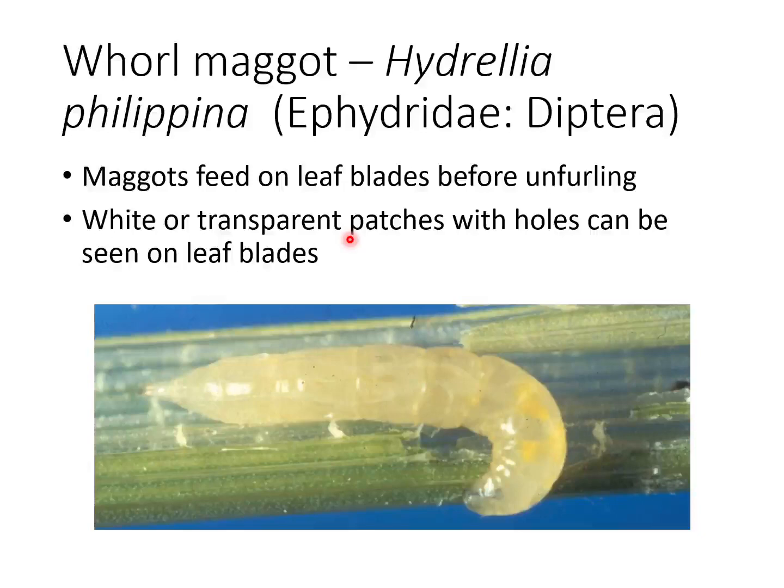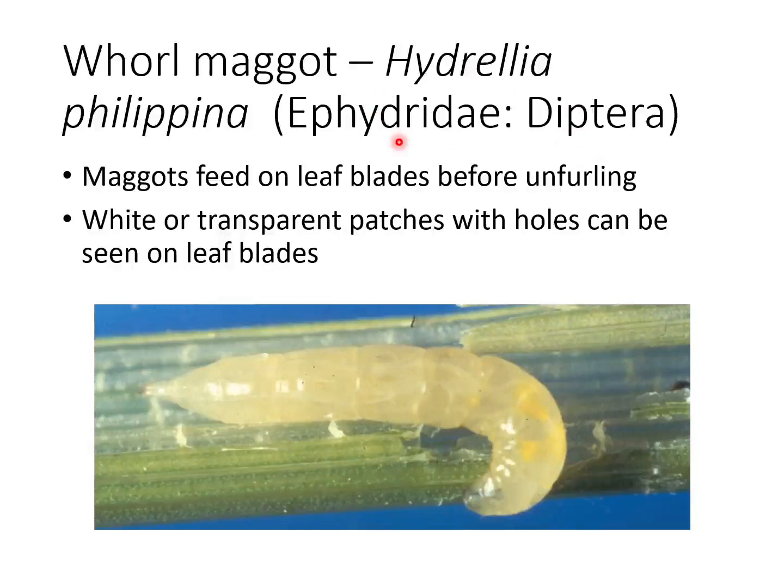Another minor pest which we normally come across in paddy fields is whorl maggot, Hydrellia philippina. That's a different pest belonging to the family Ephydridae. You might not have studied about this family. In Ephydridae we study only about whorl maggot, Hydrellia philippina.